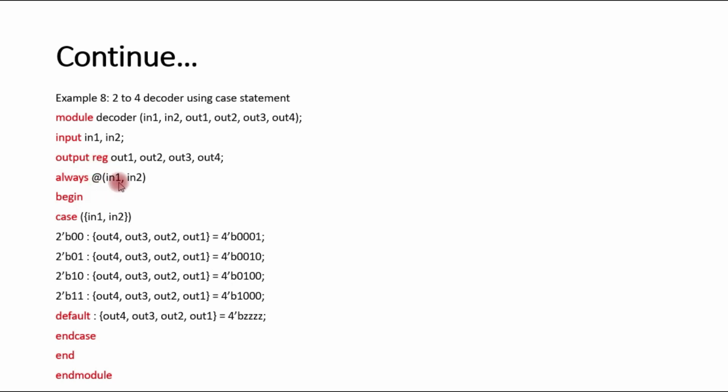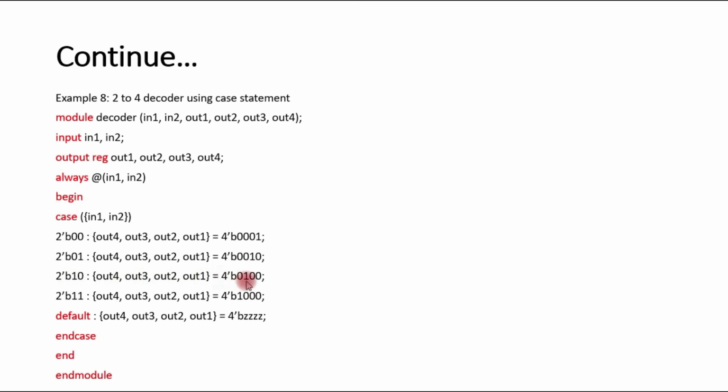Procedural block, if any change in the input signal, then the expression will be executed. Begin case concatenation operation of in1, in2. In case of 0 0, then output will be 0 0 0 1. In case of 0 1, output will be 0 0 1 0. In case of 1 0, that is the concatenation operation of in1, in2.